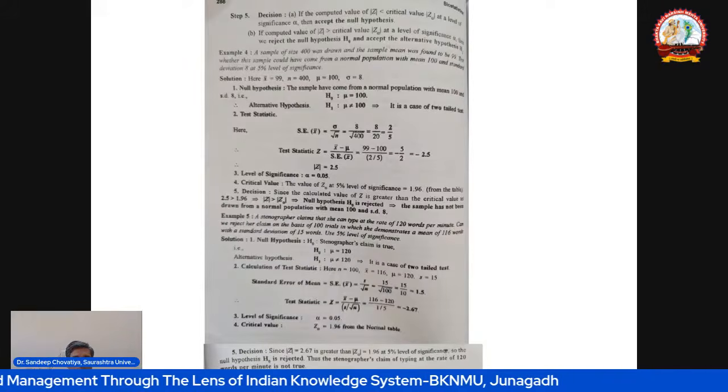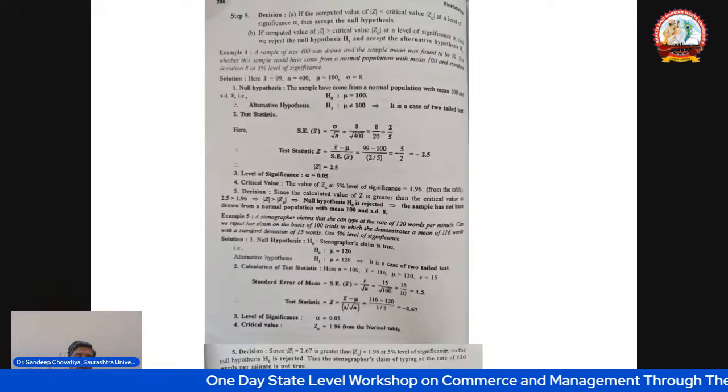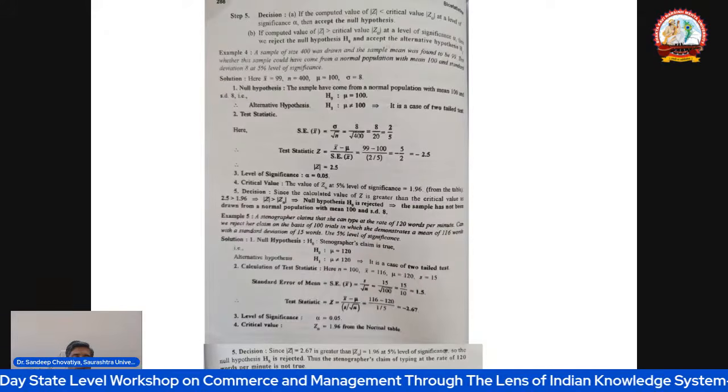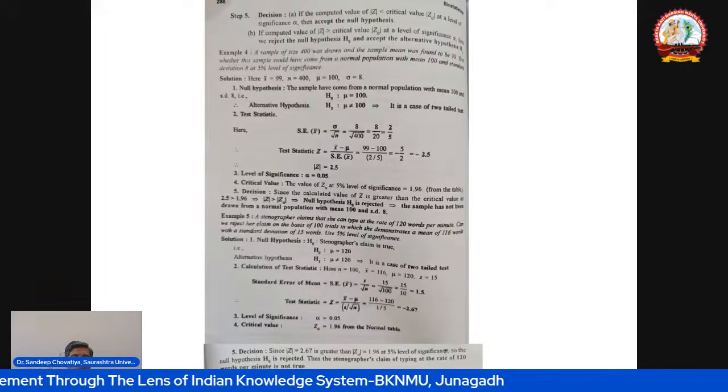The level of significance alpha we decided here is 5%, so alpha is equal to 0.05. What is the critical value? The critical value of Z alpha at 5% level of significance is 1.96 from the table. I already told you about this, students: behind the book or in the log table, the Z distribution table is given.